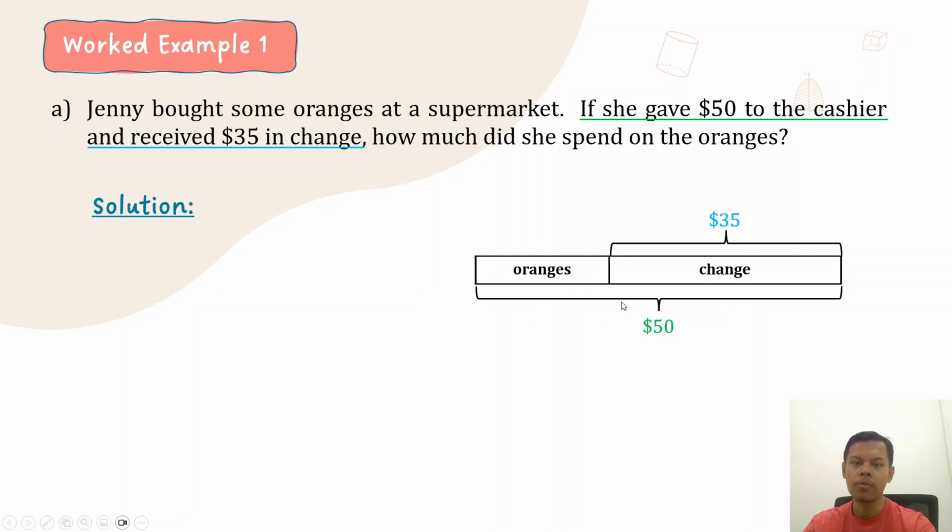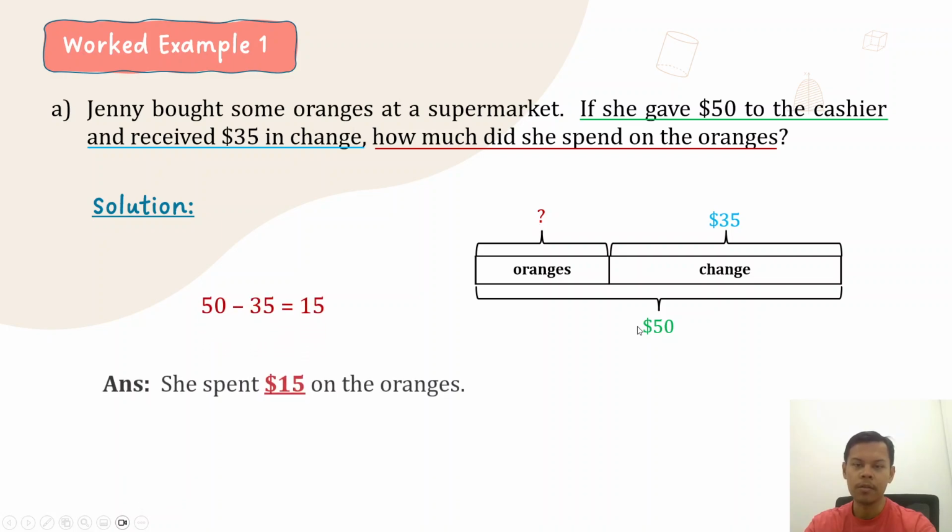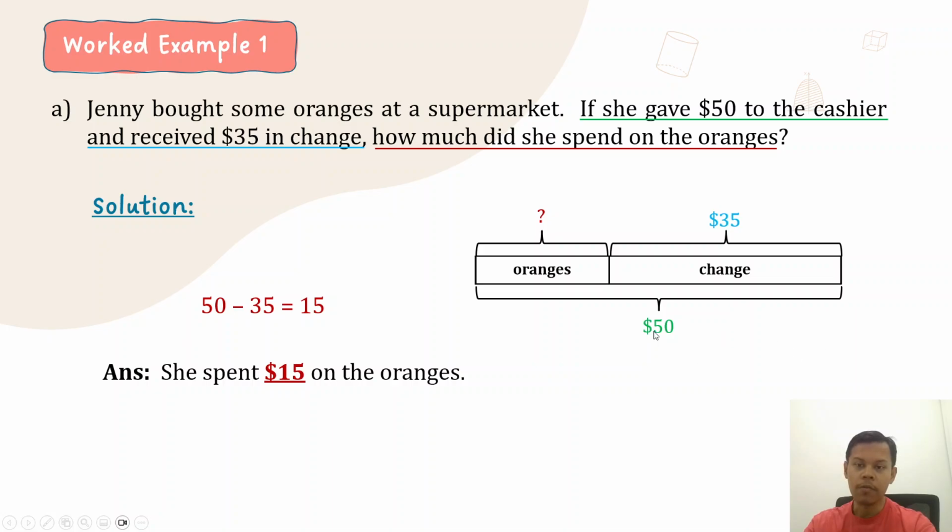Okay, so we need to know how much the oranges cost. That's the question that we are looking for. So make sure you draw and label it accordingly. This is the part that we are supposed to look for. So the working is going to be 50 minus 35. The answer is going to be $15. So there you have it.